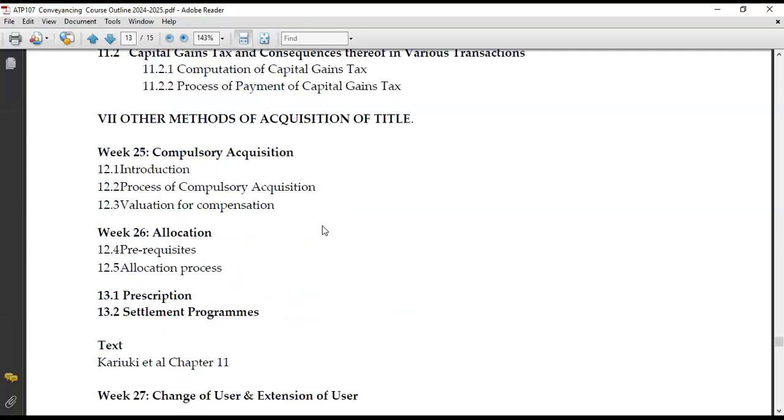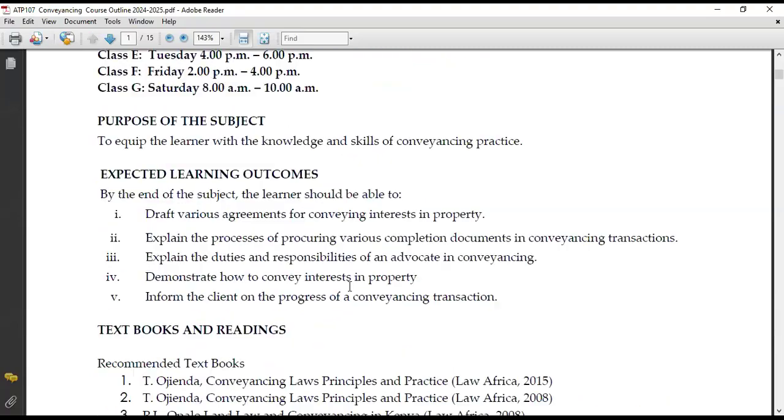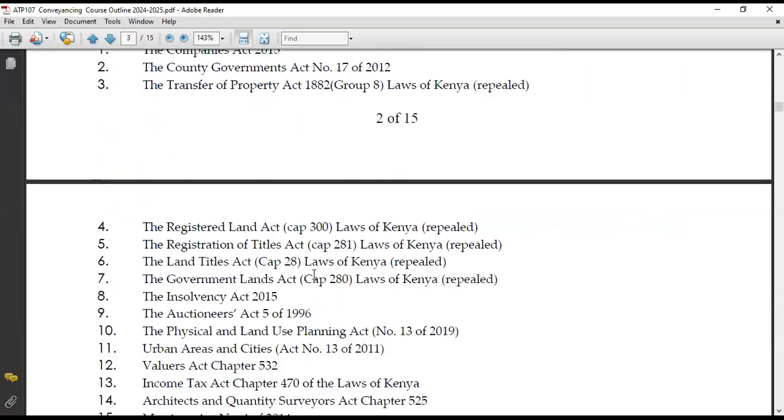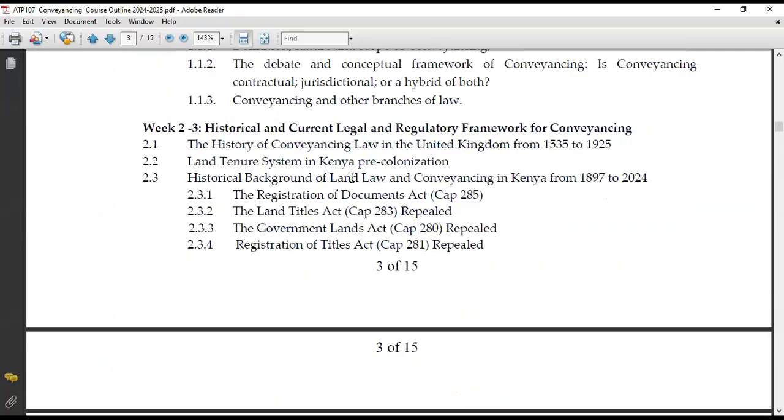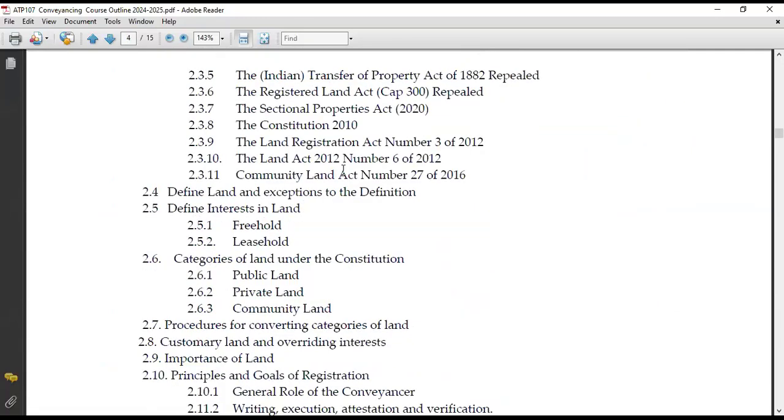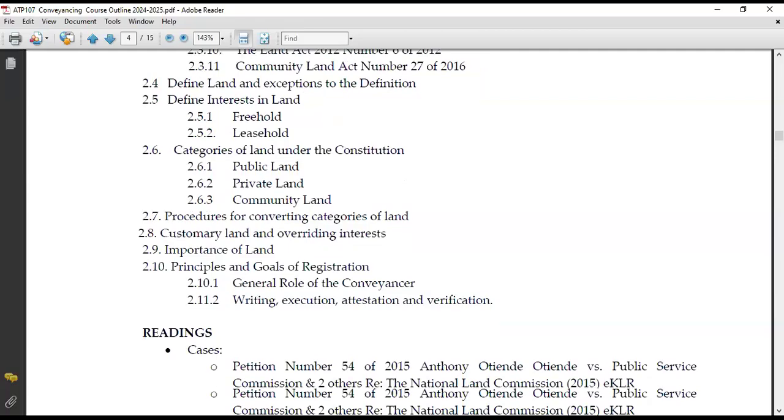Course outline 2024-2025, conveyancing. In light of the fact that if you look at April 2024, there were very many new questions which have not been tested in the past. So I want you to look at these areas. These areas have not been tested. I told you yesterday which areas have not been tested. Yesterday, you can see the course outline.